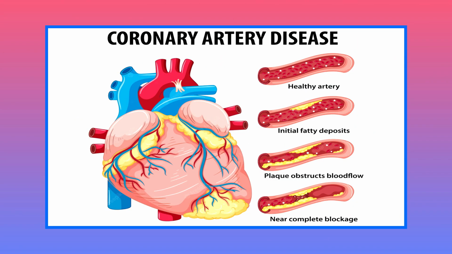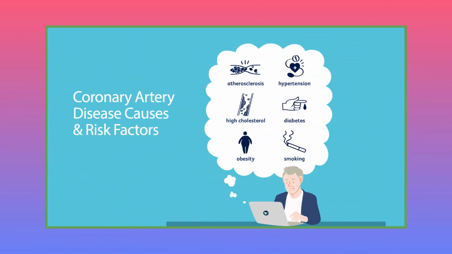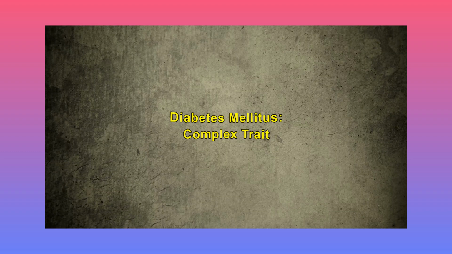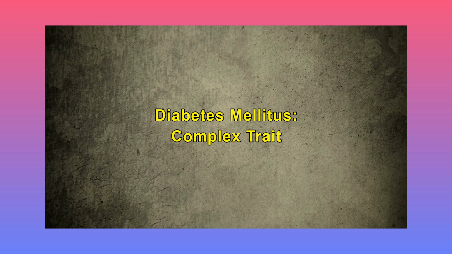Although coronary artery disease runs in families, it does not show a Mendelian pattern of inheritance and can occur in isolation. Coronary artery disease also occurs more often in men than women, and its risk is higher among African Americans than among Caucasians or Asians. All of these characteristics are consistent with the classification of coronary artery disease as a multifactorial disorder. Dear students, let's now discuss a common multifactorial disease, that is the diabetes mellitus complex trait.